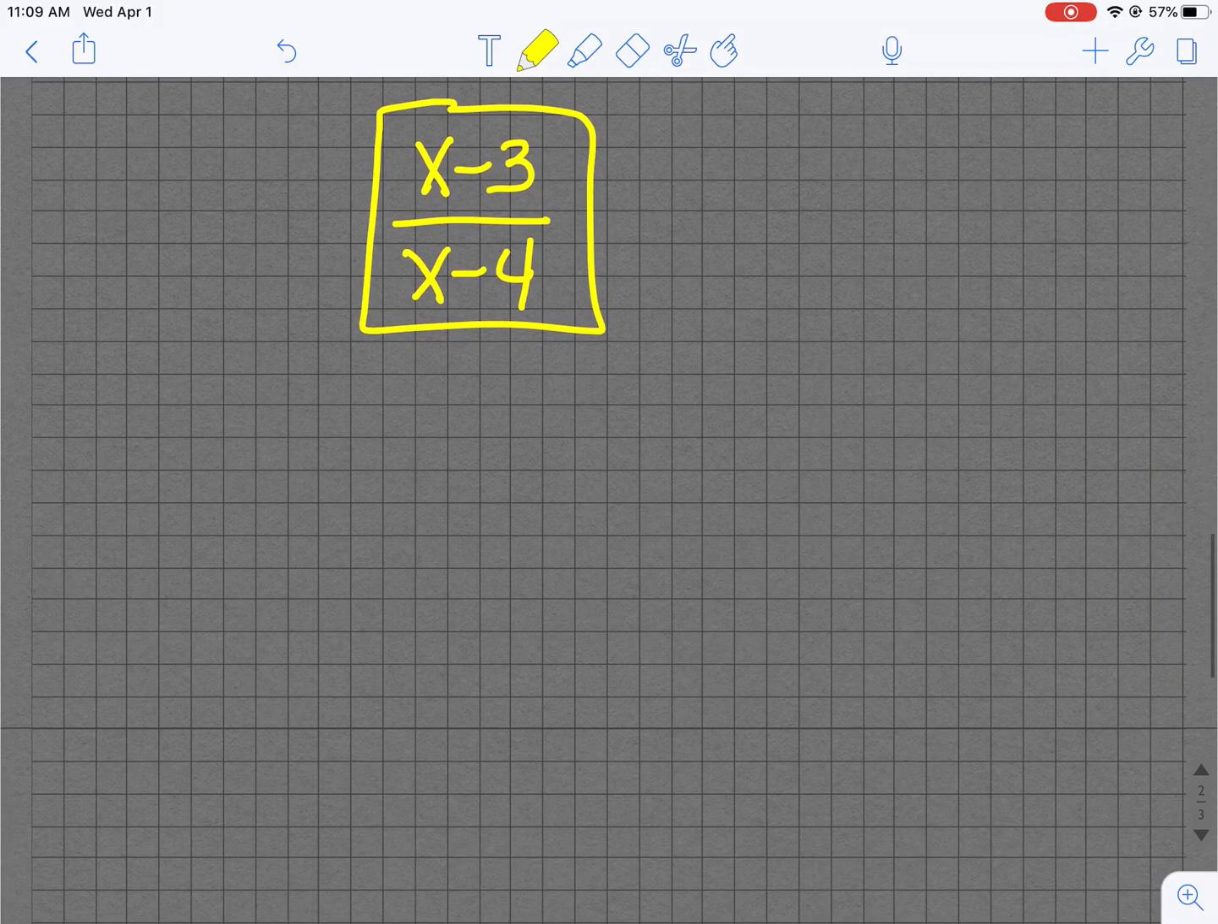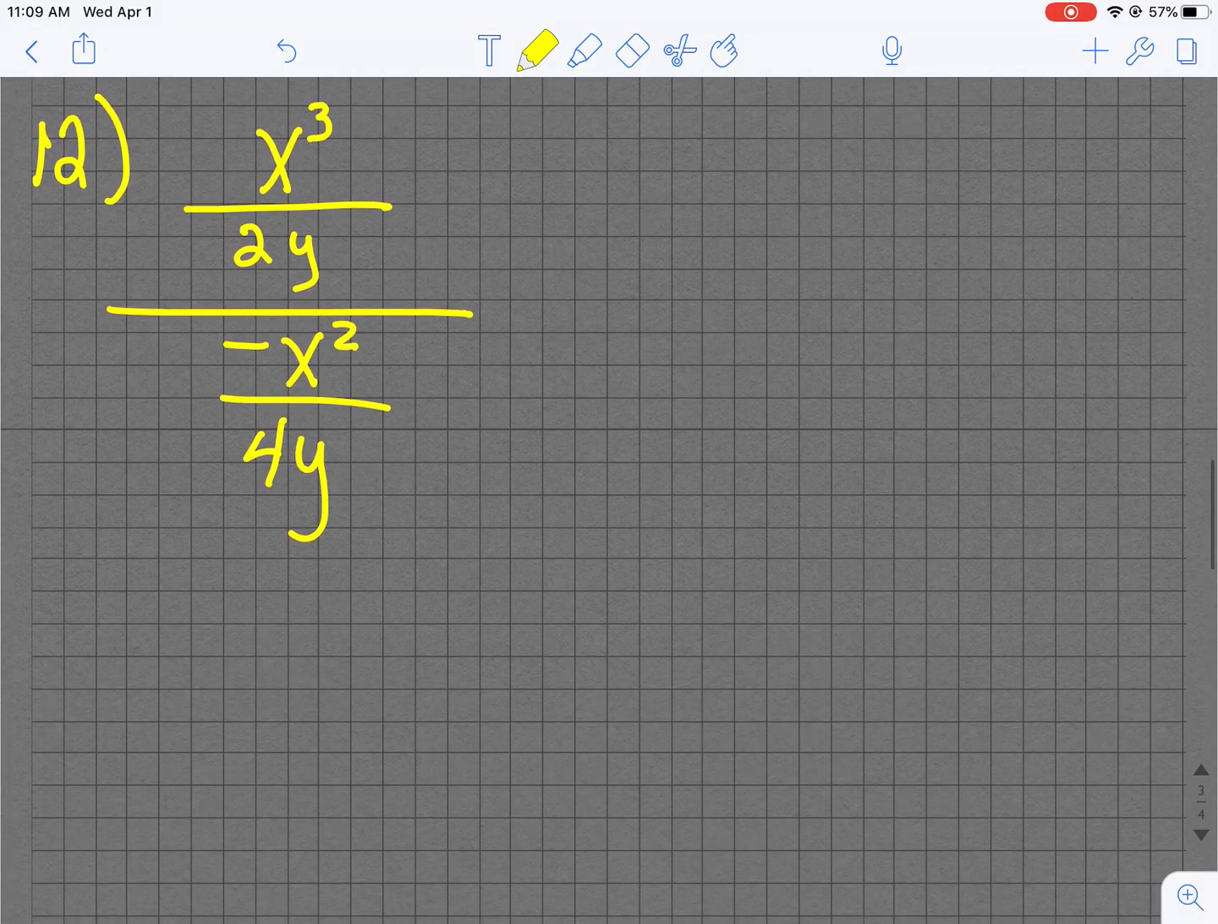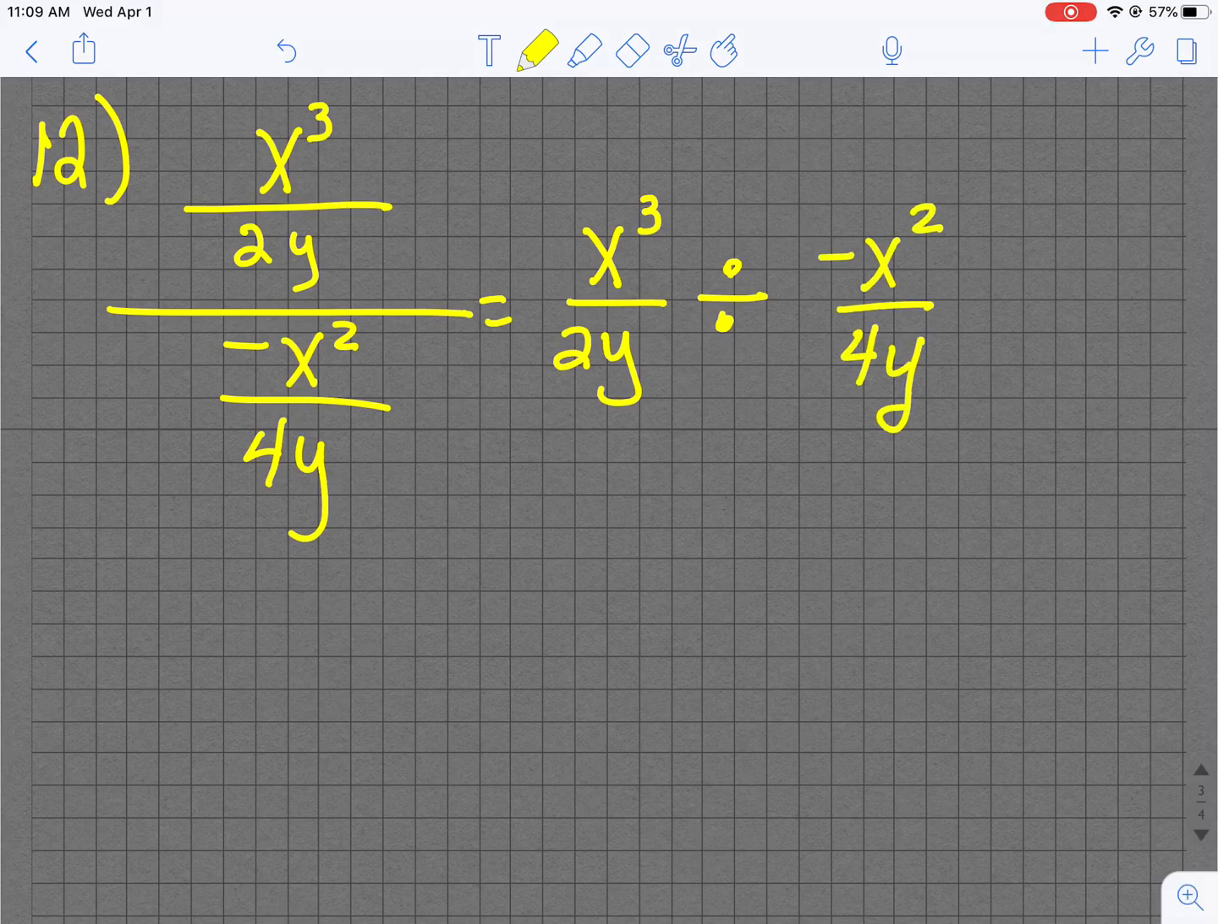I'm going to get you started on 12, but I'm not going to actually finish it. Number 12 is x to the third over 2y all over negative x squared over 4y. As soon as I see a fraction within a fraction, I rewrite it as a division problem. So x to the third over 2y divided by negative x squared over 4y. And now you can multiply by the reciprocal and cancel out. But that's where I'm going to leave you on that one. I'm not going to do that whole problem with you. I hope that helps.